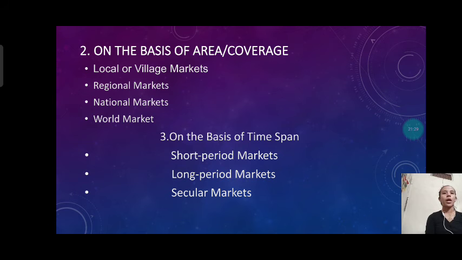The third classification of markets is on the basis of time span. Short period markets. The markets which are held only for a few hours are called short period markets. The products dealt with in these markets are of a highly perishable nature, such as fish, fresh vegetables, and liquid milk. That is the short period market.